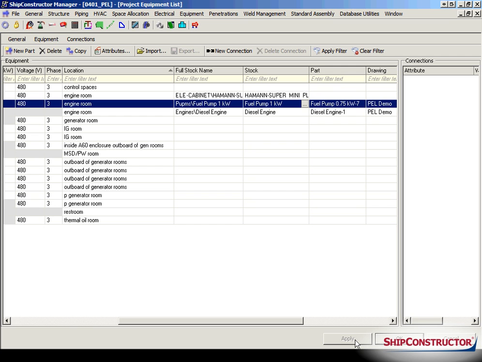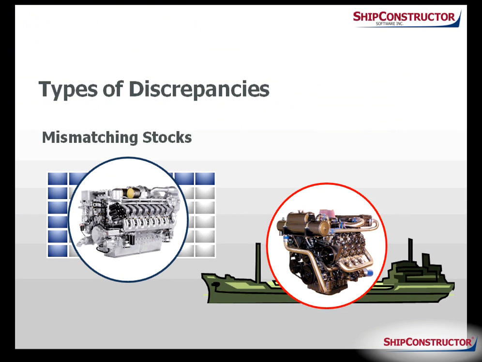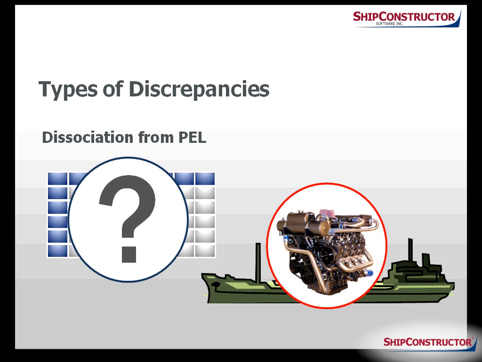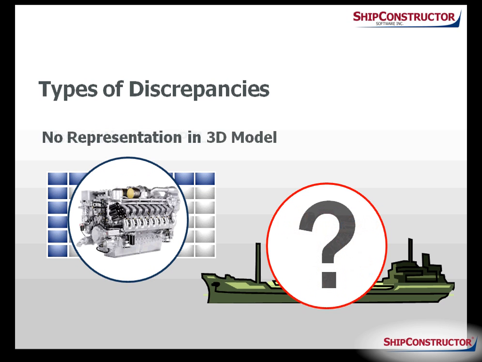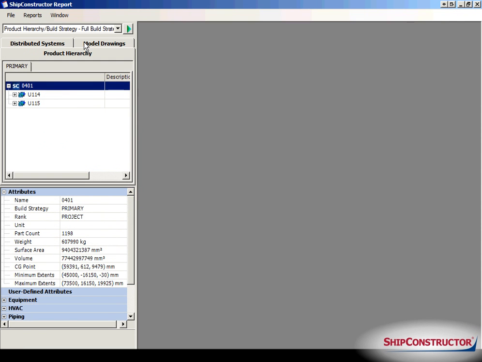There are several types of discrepancies that may occur between the PEL and the model. For example, parts in the 3D model and their associated PEL records may have different equipment library stocks, as with the example of the fuel pump. Modeled parts might not have associated PEL records, as with the electrical distribution panel example. The most common discrepancy will be PEL records that are missing their modeled parts. This applies to the majority of records in the example PEL list, as they have not yet been modeled.